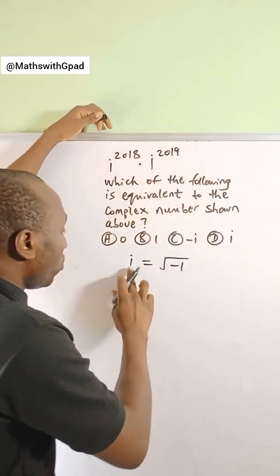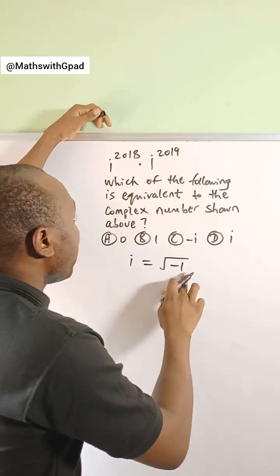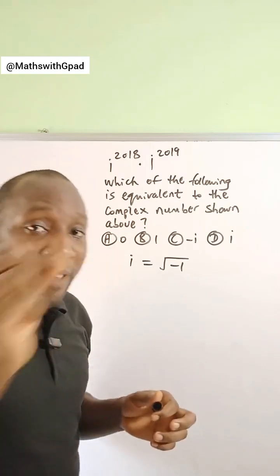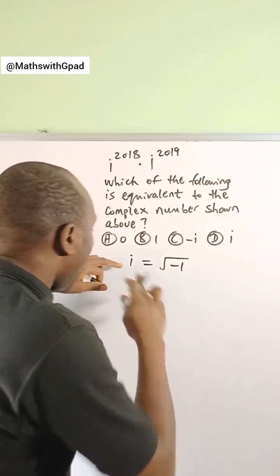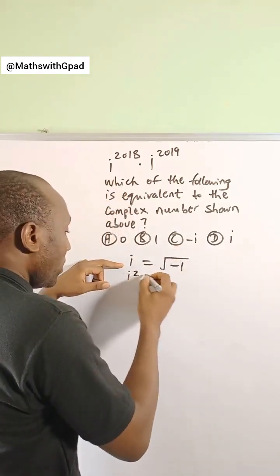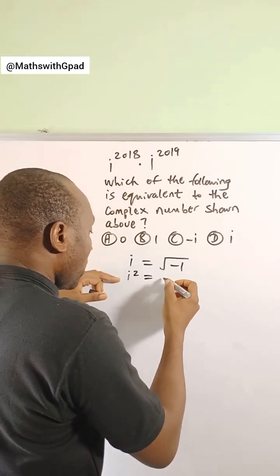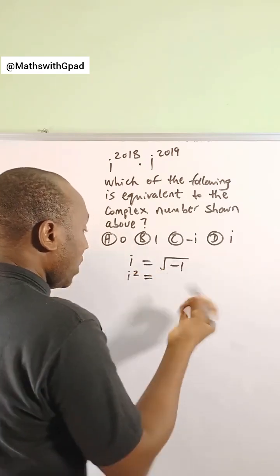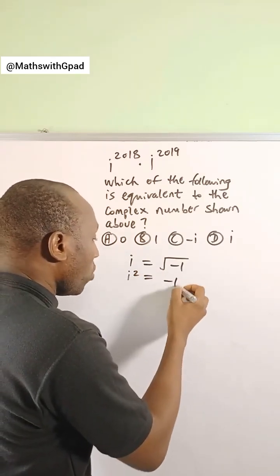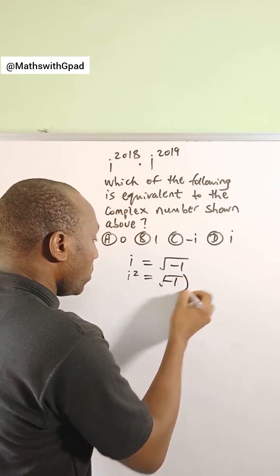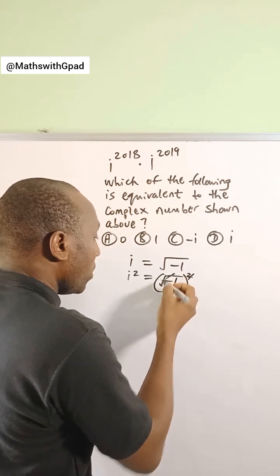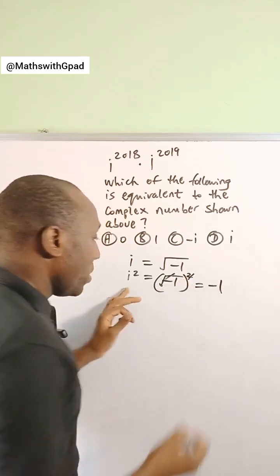So let's get started. I already told you that i is equal to the square root of negative 1. Now you must know this, that the powers of i cycle every 4 steps. What does that mean? i is equal to the square root of negative 1. i squared is equal to what? If you square this, we get rid of the square, giving you minus 1. This is i squared.